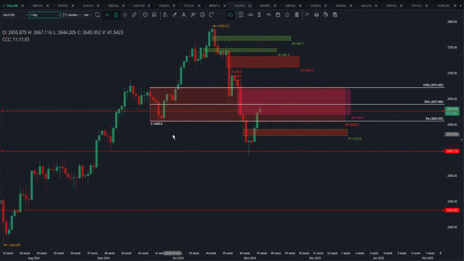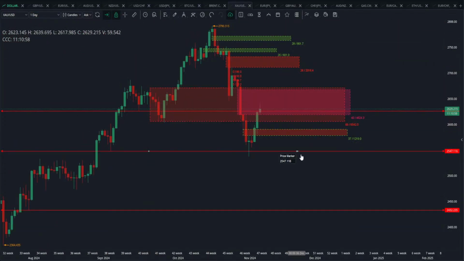Going back to 1 day. Yes. So you got the idea, right? There is a possibility of the price going further south towards 2432. Let's see.